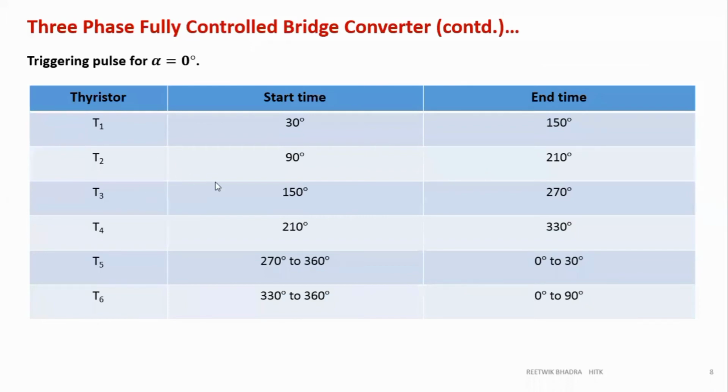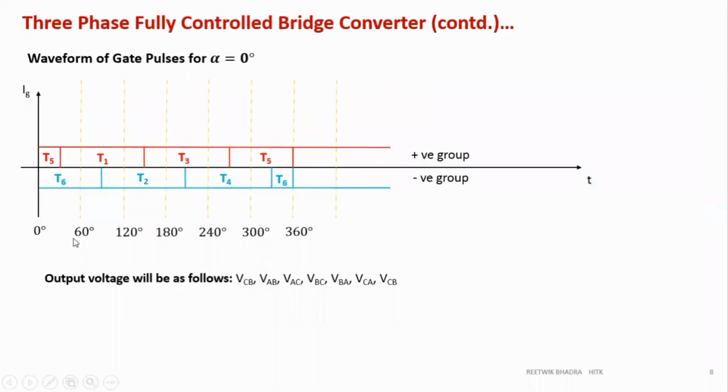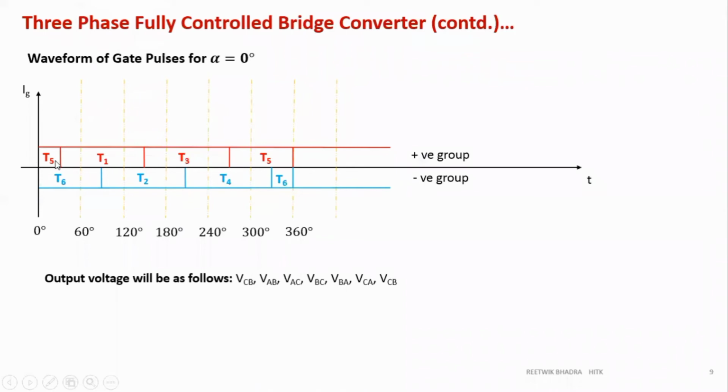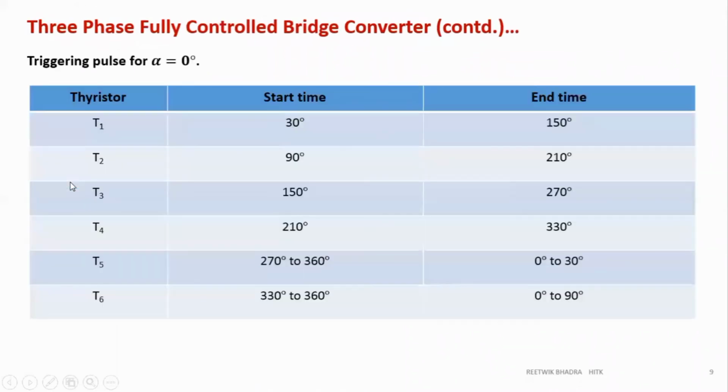So what we were saying, we were looking into this figure and trying to determine which will be the line voltage that will appear across my output as my DC value. So first for 30 degree, which switch is on? T5, T6. Now we'll go to the main figure.